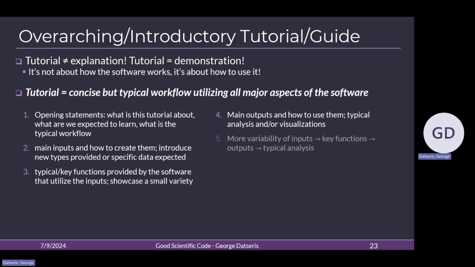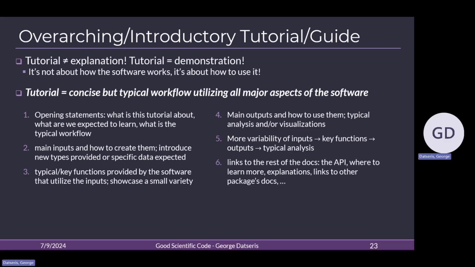The next step is that you add a bit more variability. So you go through this loop of input, key function, output analysis. This is a simple loop, let's say. You should go through this a second time with more aspects of your software, if some exist. And of course, you conclude the tutorial with links to the rest of the documentation.